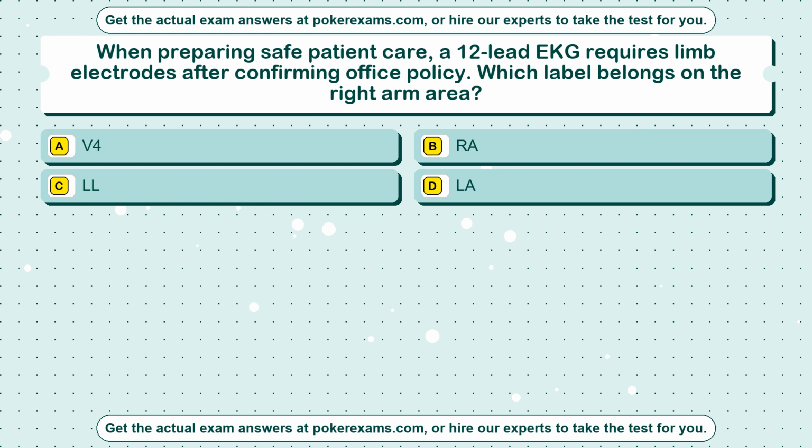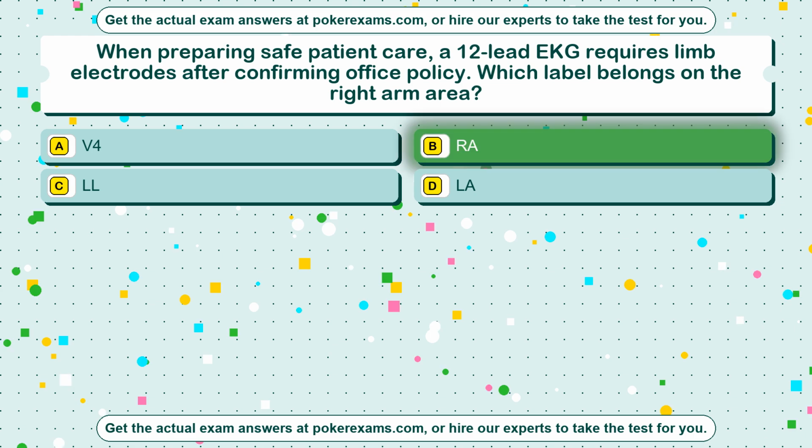Question 31. When preparing safe patient care, a 12-lead EKG requires limb electrodes after confirming office policy. Which label belongs on the right arm area? Option A, V4. Option B, RA. Option C, LL. Option D, LA.